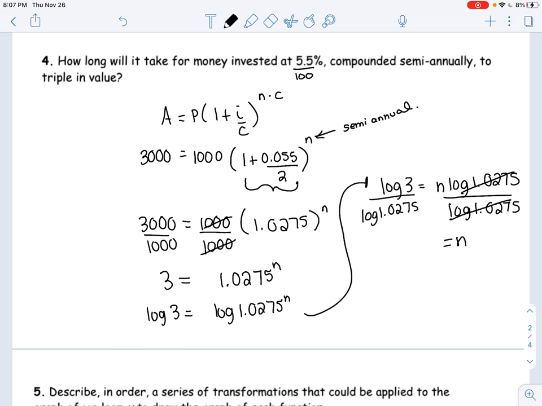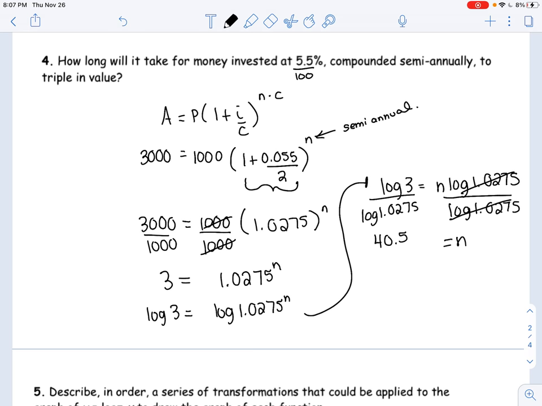And we're going to put log in our calculator, 3 divided by log of 1.0275. So I get 40.5 if I round to the nearest tenth, and this is semi-annual periods.